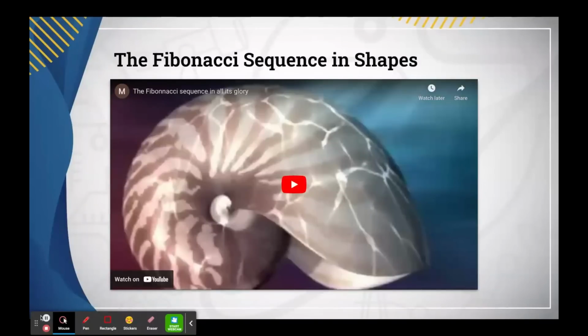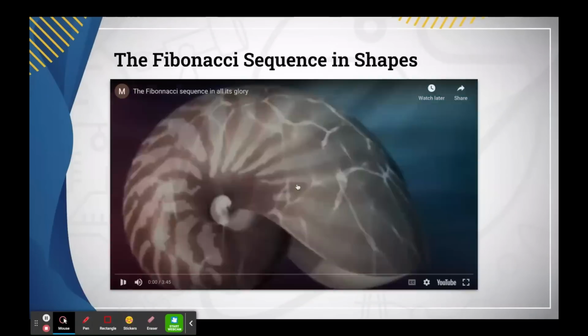The Fibonacci sequence can also be found in shapes. Let's take a look.